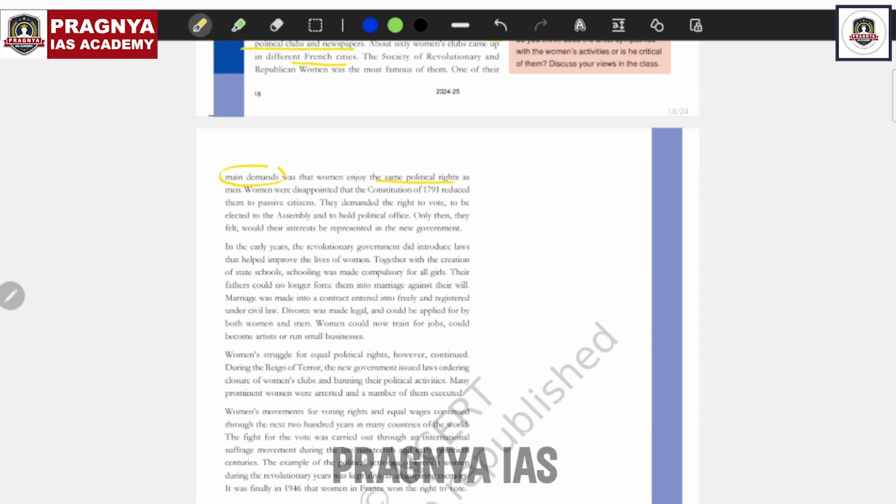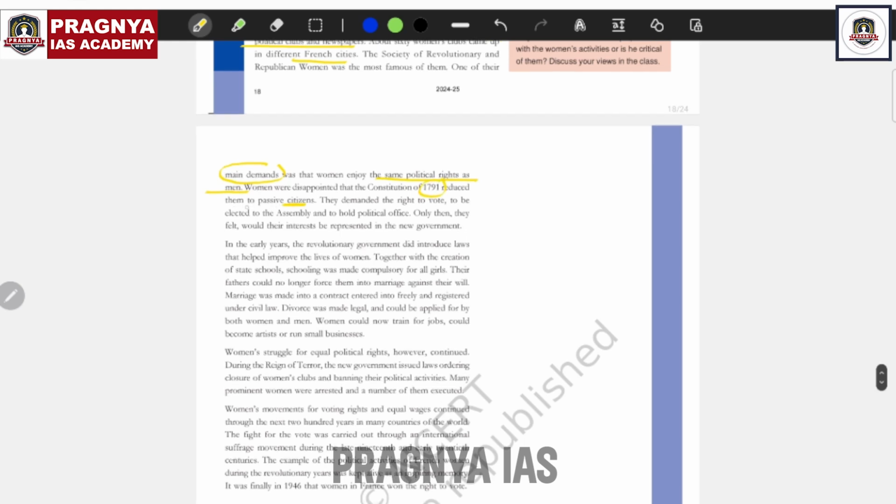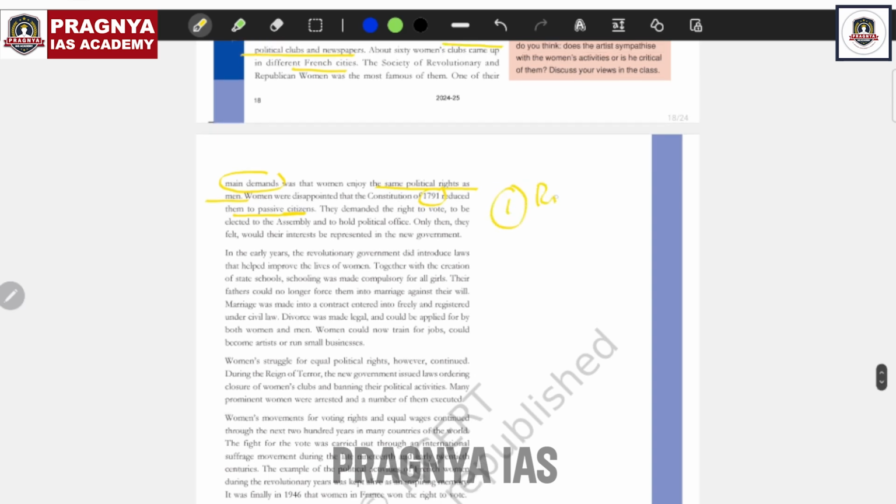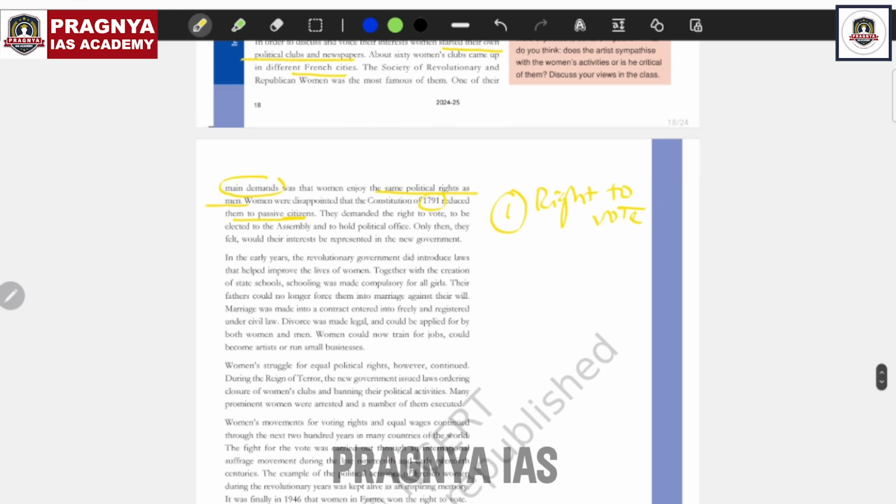Their main demand was the same political rights as men. Women were disappointed that the Constitution of 1791 reduced them to passive citizens. I already discussed active and passive citizens. They now demanded the right to vote as a natural right, to be elected to the assembly and to hold political office.